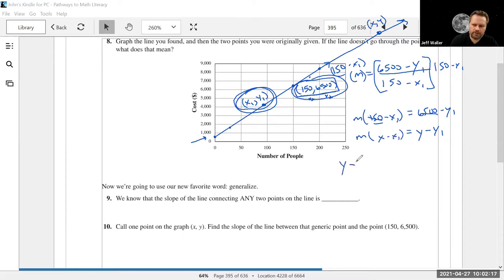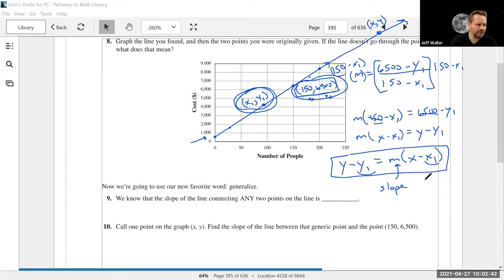So let me write this a little better. Y minus Y1 equals M times X minus X1. This is another equation of a line. So remind me, what is that again? Slope. And what is X1, Y1? That is a first point. So we actually call it point slope. Good job, Jeff. We call this the point slope form of a line. So let me kind of wrap up here.